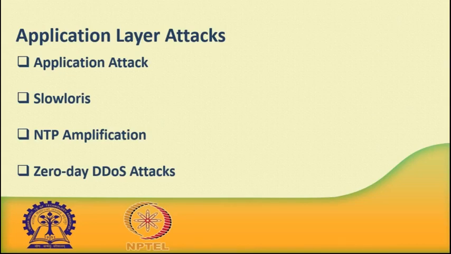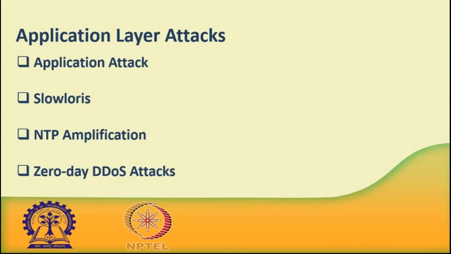Next is application layer attack. Application layer attack includes slow loading, zero-day DDoS attack that target Apache, Windows, or OpenBSD vulnerabilities, and more. Here the goal is to crash the web server. The attack magnitude is measured in requests per second.